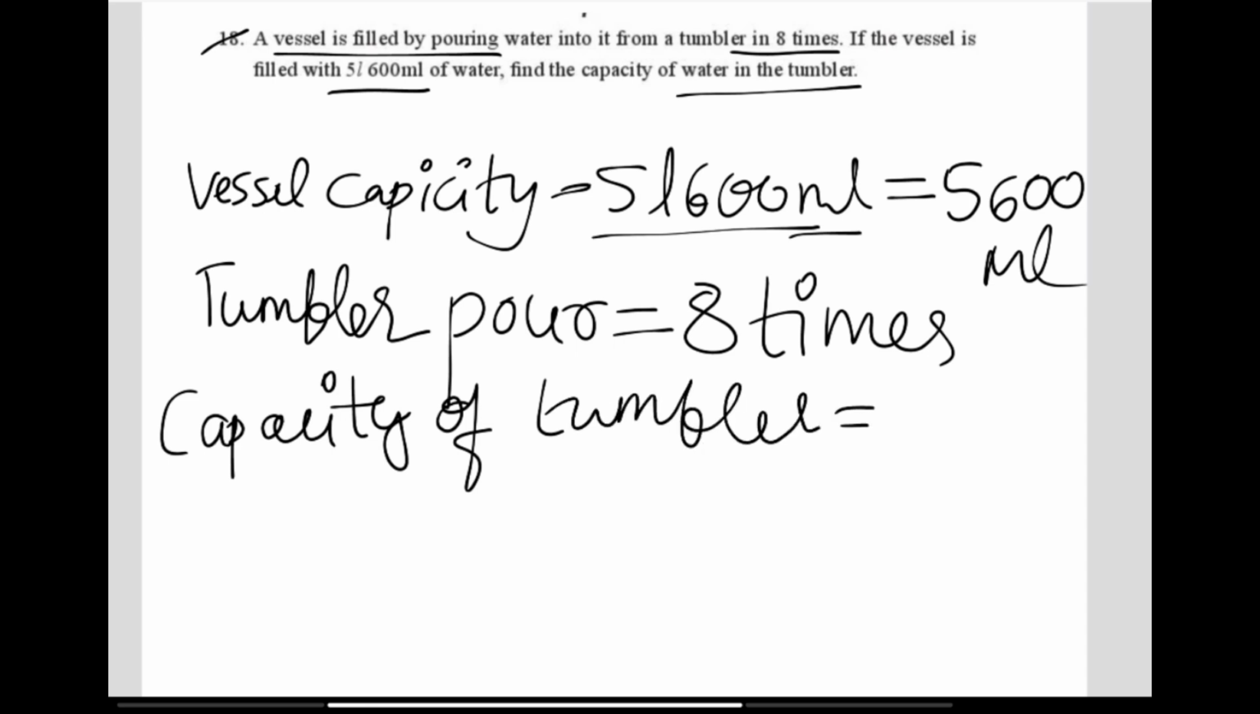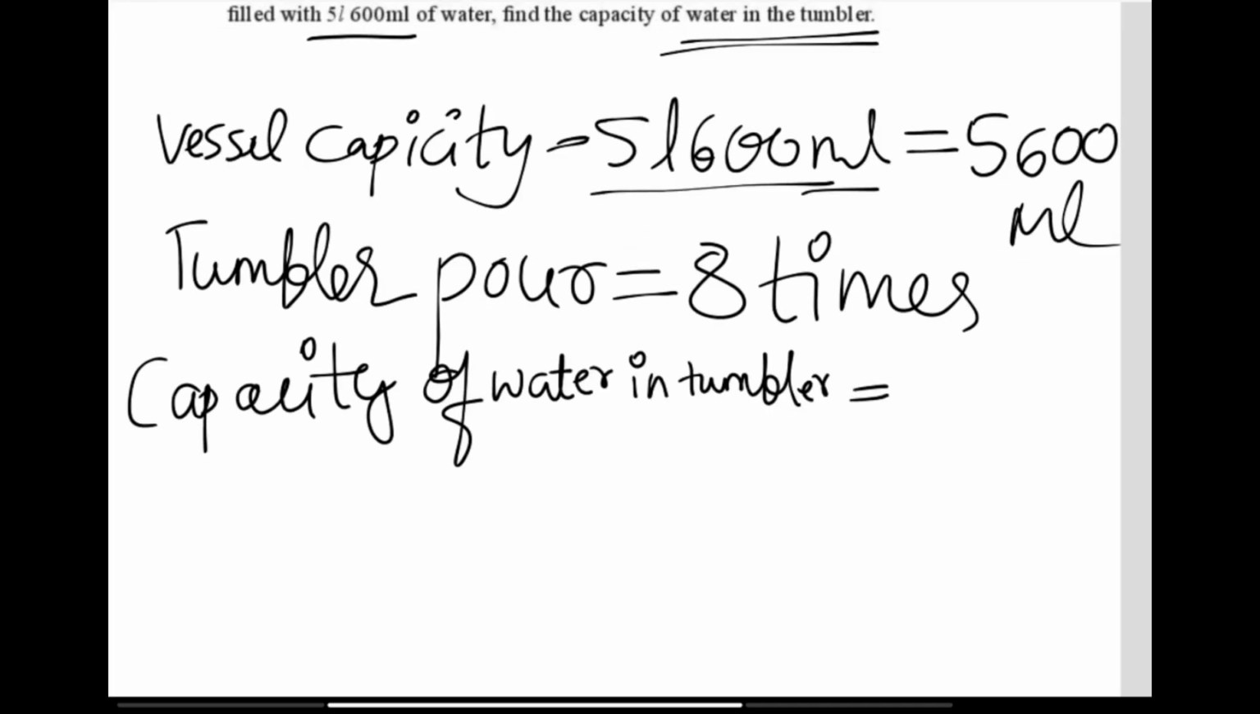So what you have to do? You have to find the water capacity in the tumbler. So we write it like this: capacity of water in tumbler. How much is it, we have to find out. For that purpose, you have to do the division, right? So 5600 divided by 8. So we can come to know how much each pour holds.